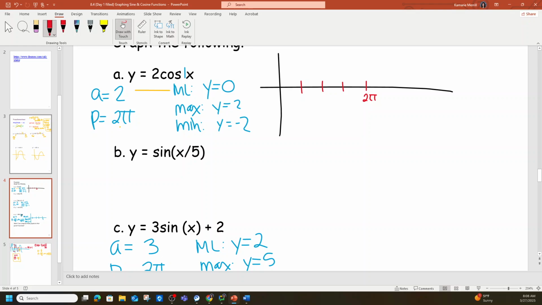And we said our max was what? 2. And then what's my min? Negative 2. And then I'm also going to make note of where my midline fell. Sorry, we should have done midline then max and min. So far I have noted my amplitude and my max and mins and the midline. And then I've written in my period. So now this is a cosine function. So at 0, where is that going to be?